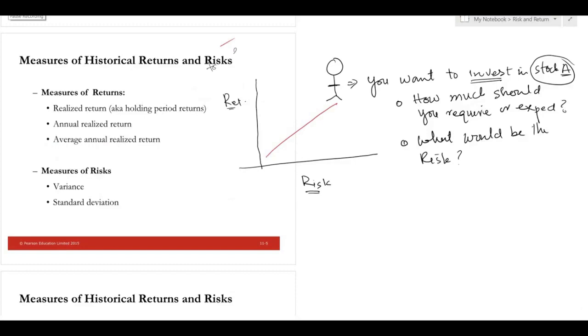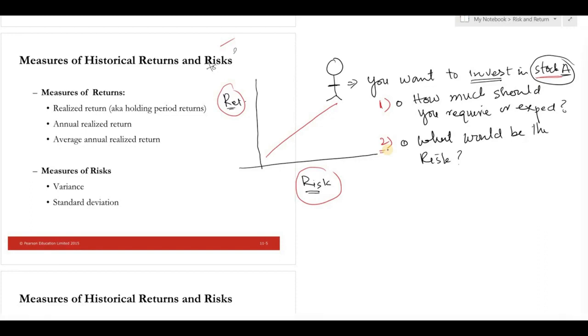Now, to understand this relationship, as we know that there is a positive relationship between risk and return, and as an investor, you want to, for instance, invest in stock A. So, when you are thinking of investing in stock A, what questions come to your mind? Number one is, how much should I expect from that stock? And number two, what is the risk? And what does it mean?